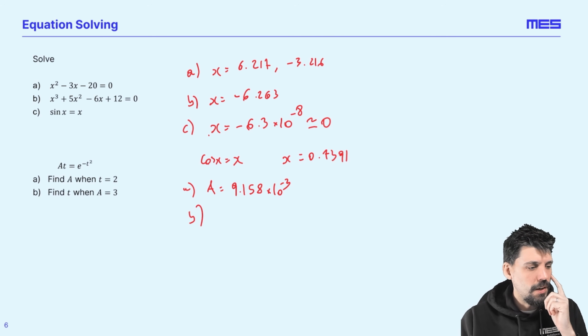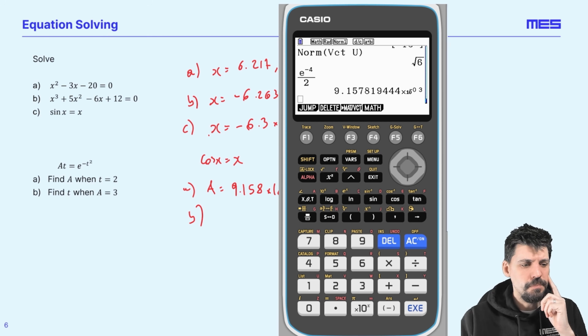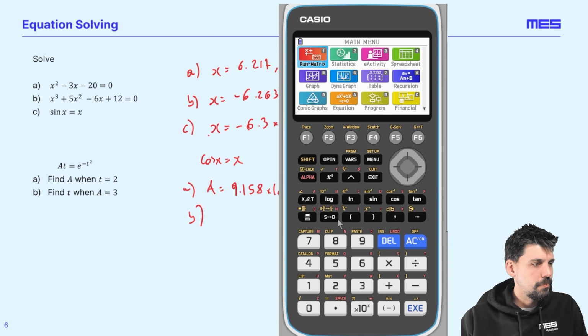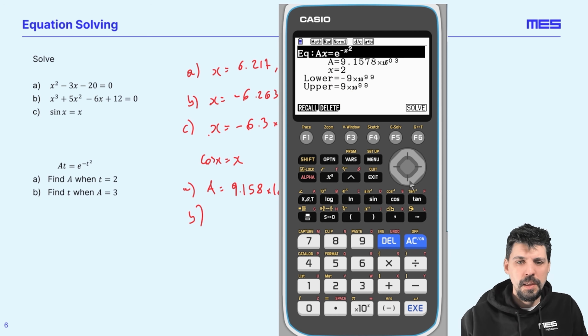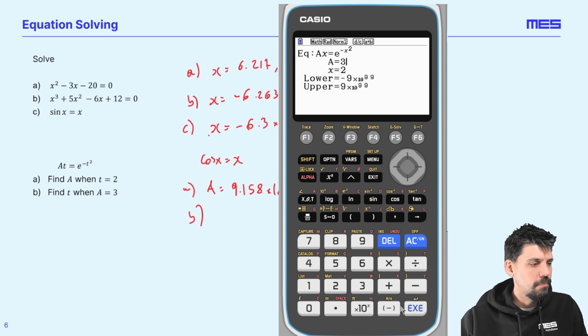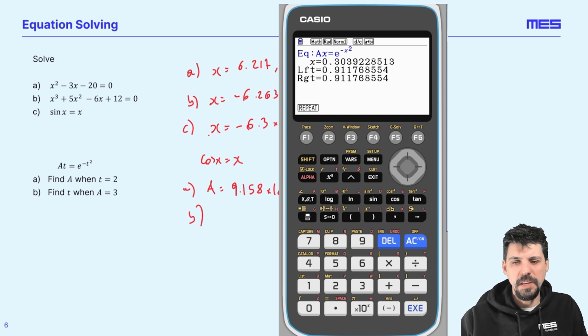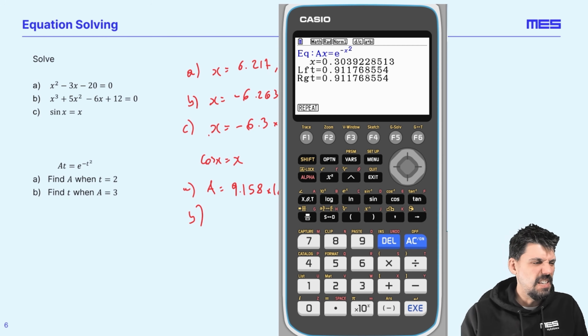The more interesting one is solving for t when we have a value of a. So we're going to go back here to equations, to solver. It should all be there. And I can just put in a is 3 and highlight x and go solve, and it will give me the t value. So it should be t is 0.304.